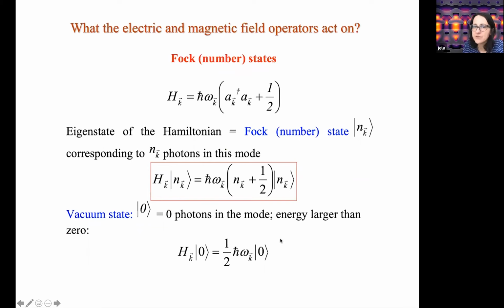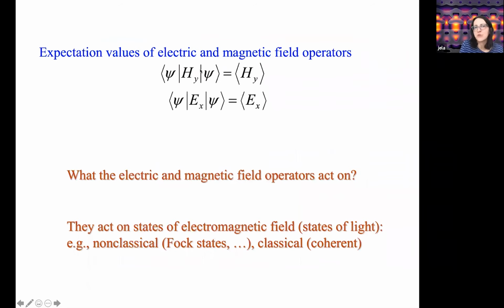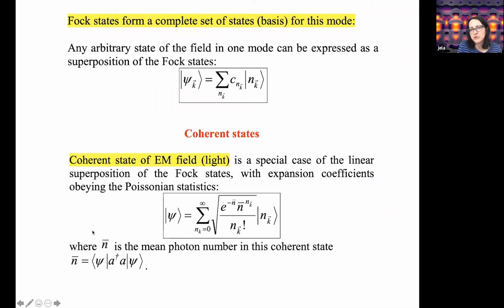So here is just a very brief review of that. Energy eigenstates of the system are Fock states. So in the previous expression for the expectation value of the electric and magnetic field, you can write that psi is equal to any Fock state n and calculate the expectation value of the electromagnetic field. But you can also write some superposition of Fock states, and one special superposition that we care about is a coherent state, which is a superposition of Fock states with coefficients that follow Poissonian statistics.